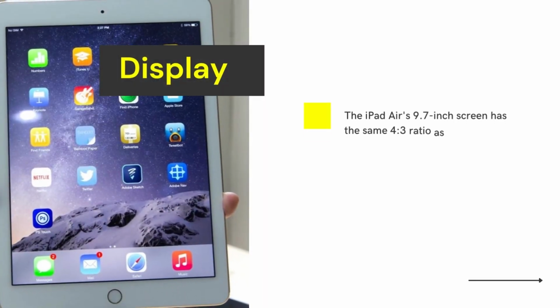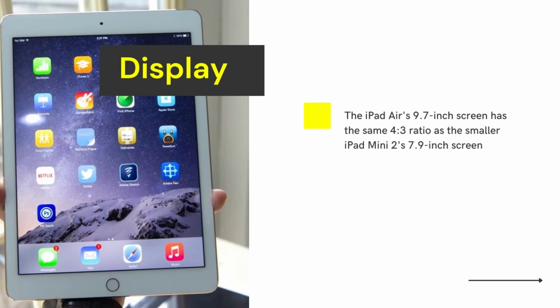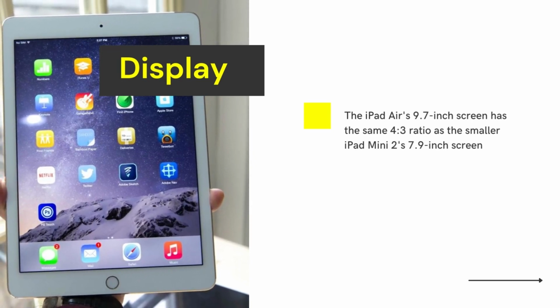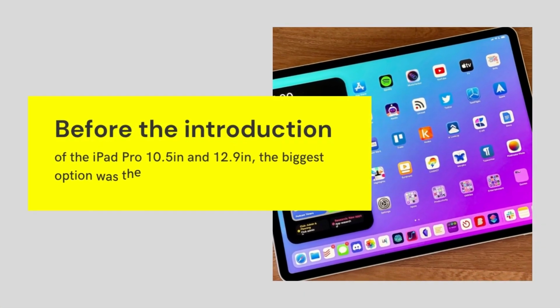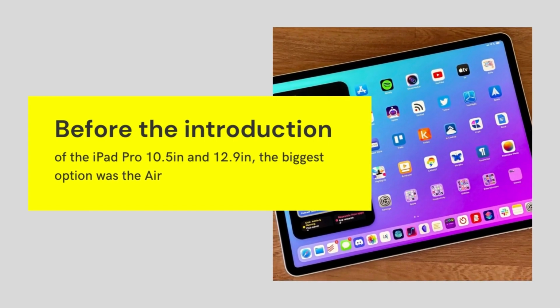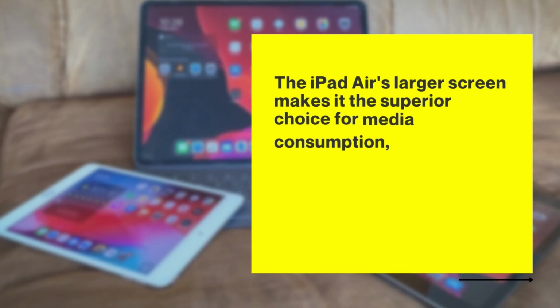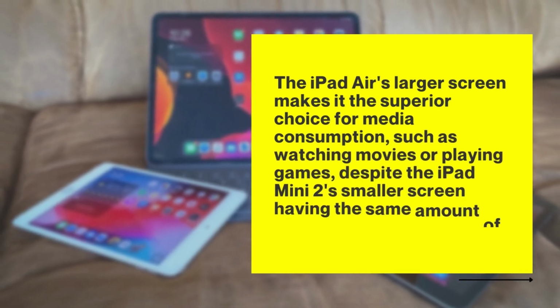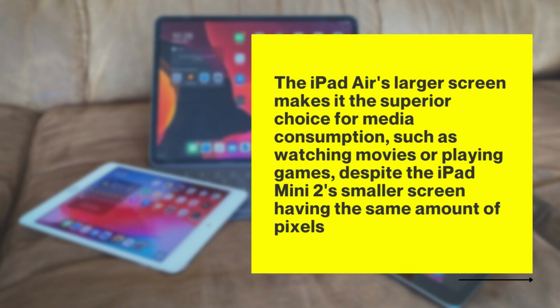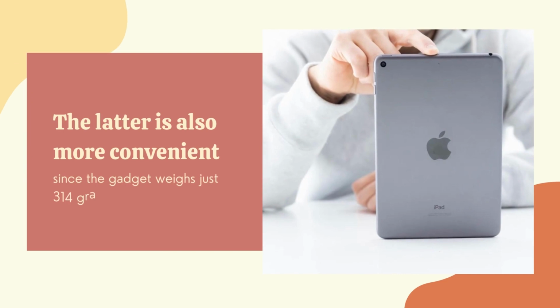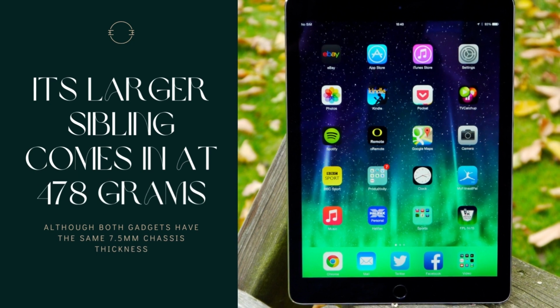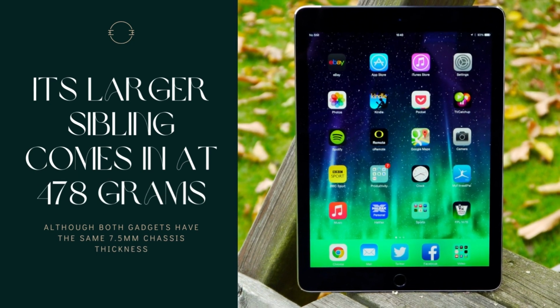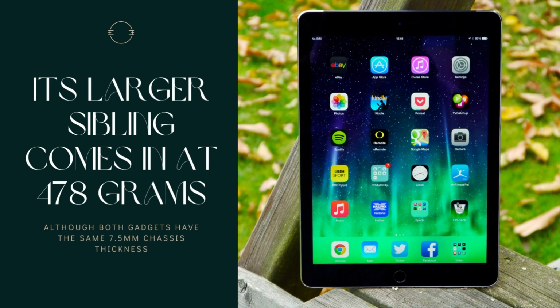Display. The iPad Air's 9.7-inch screen has the same 4:3 ratio as the smaller iPad Mini 2's 7.9-inch screen. Before the introduction of the iPad Pro 10.5 inches and 12.9 inches, the biggest option was the Air. The iPad Air's larger screen makes it the superior choice for media consumption, such as watching movies or playing games, despite the iPad Mini 2's smaller screen having the same amount of pixels. The latter is also more convenient since the gadget weighs just 314 grams. Its larger sibling comes in at 478 grams, although both gadgets have the same 7.5mm chassis thickness.